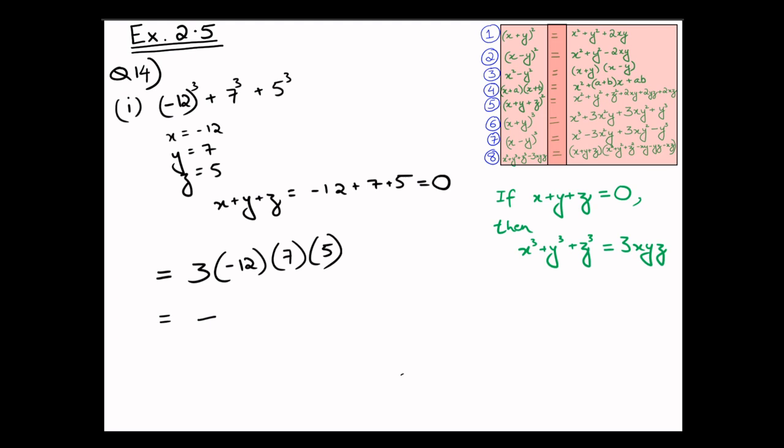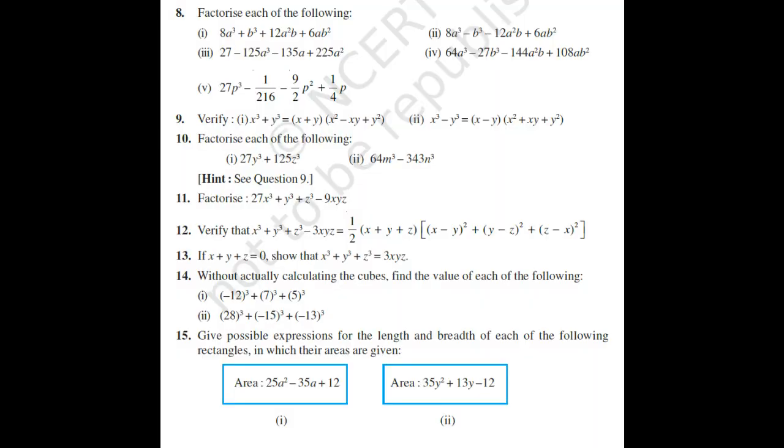So when we multiply this, we get minus 1260. The second part of question number 14 is similar. We have 28 cube plus minus 15 whole cube plus minus 13 whole cube.